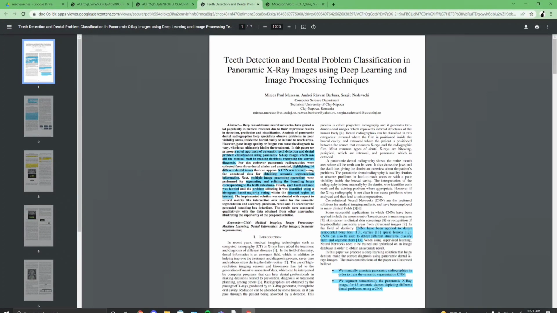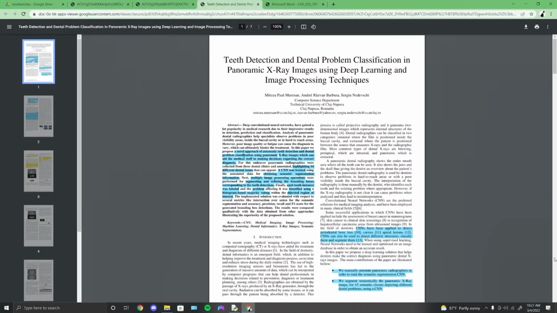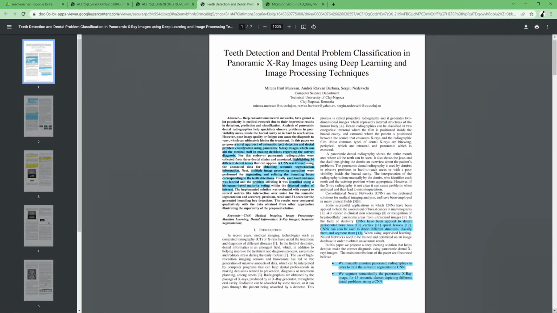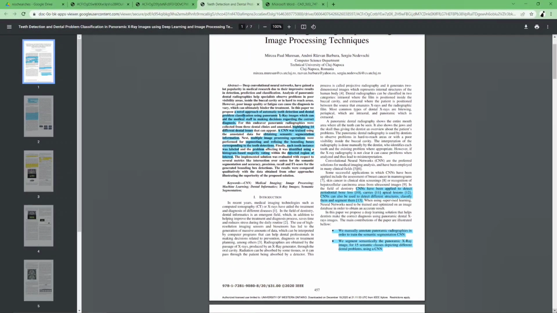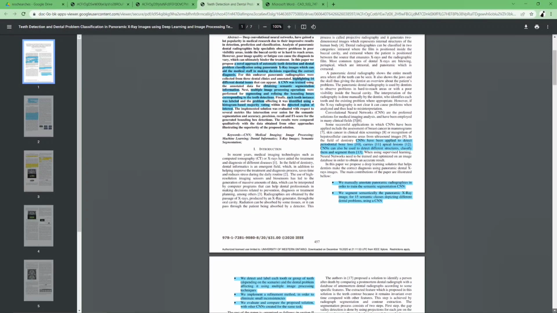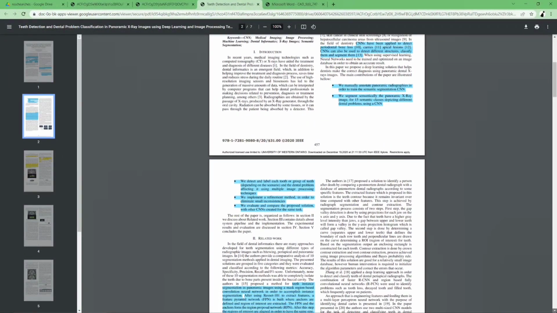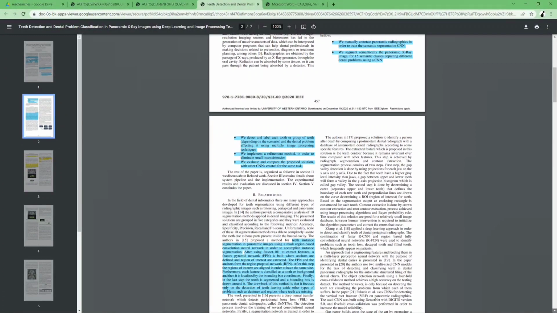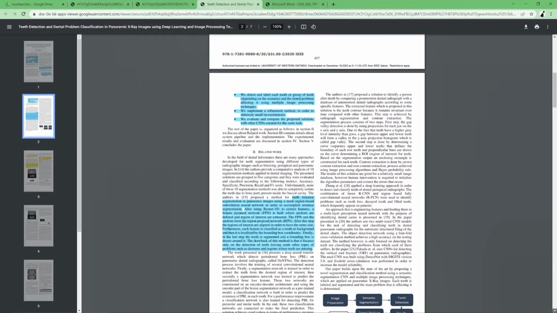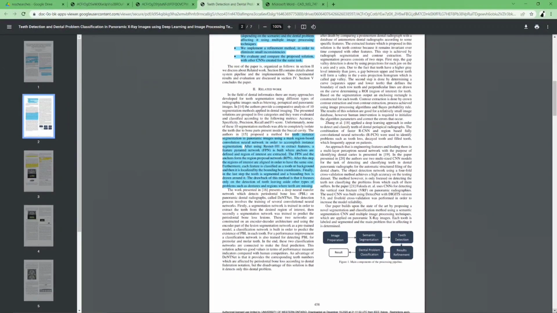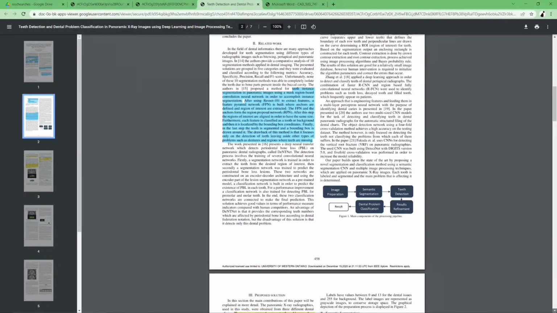Another research was conducted in the year 2020 named Teeth Detection and Dental Problem Classification in Panoramic X-ray Images using Deep Learning and Image Processing Techniques. In this research, they have used panoramic X-ray images along with a few methods of image processing. They have proposed an original CNN and compared it with a few other models such as the YOLO algorithm.